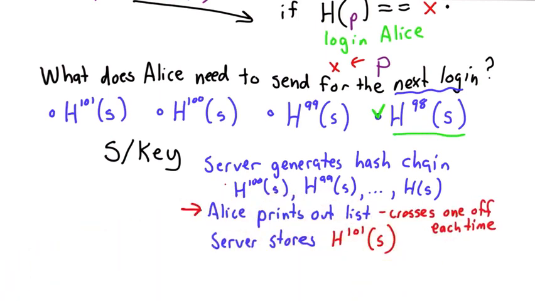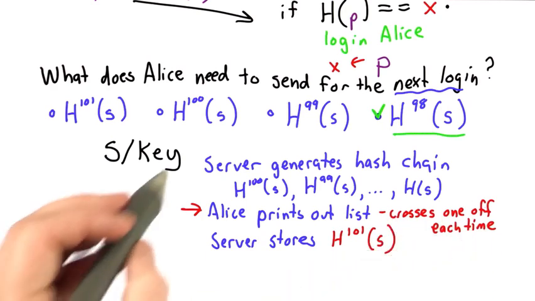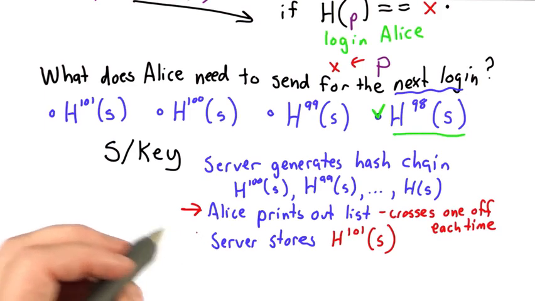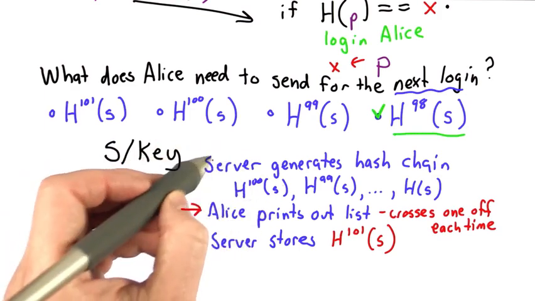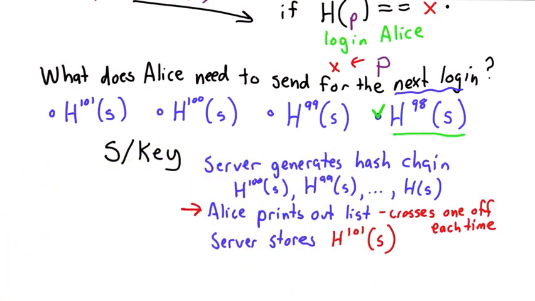This has a pretty big downside, that it requires Alice to carry around with her a list of passwords. And instead of remembering something that becomes easier and easier to type, she'd have to look at that list, type the password correctly, cross that one off, and use the next one next time. And at some point, she's going to run out. She's going to need to get on a secure connection again to generate a new hash chain to be able to keep doing this.